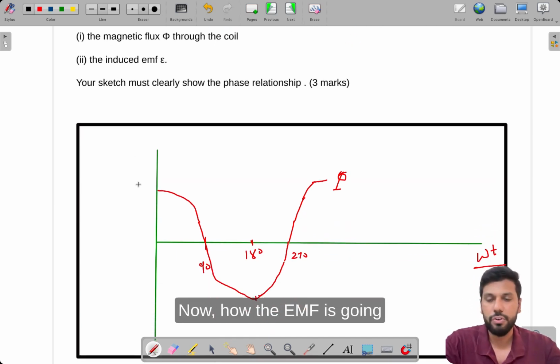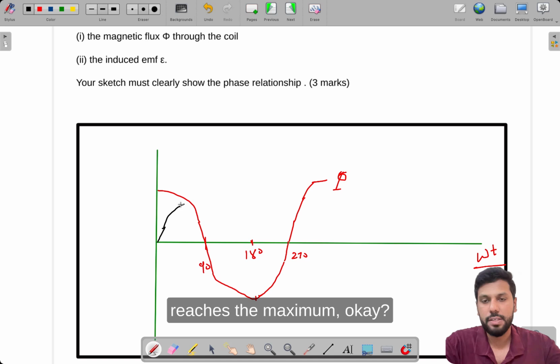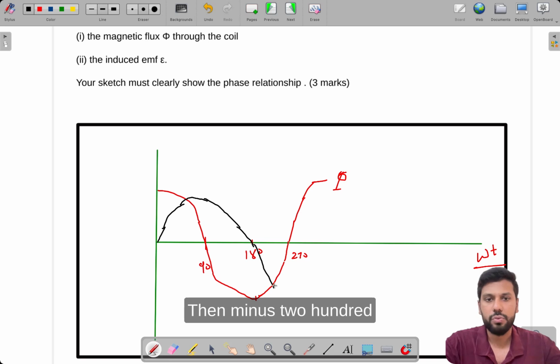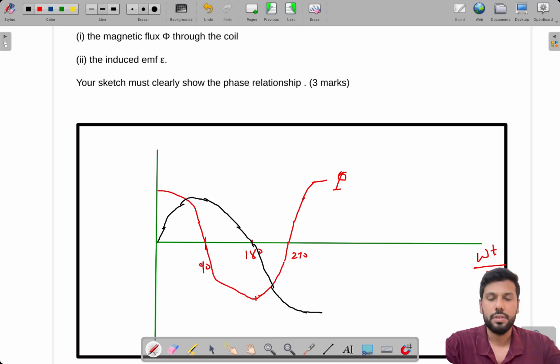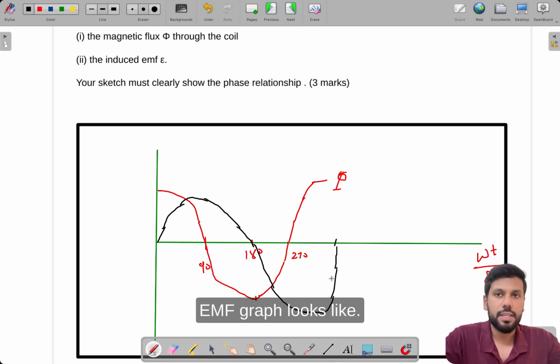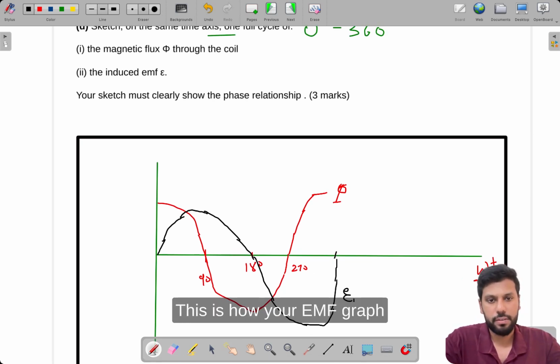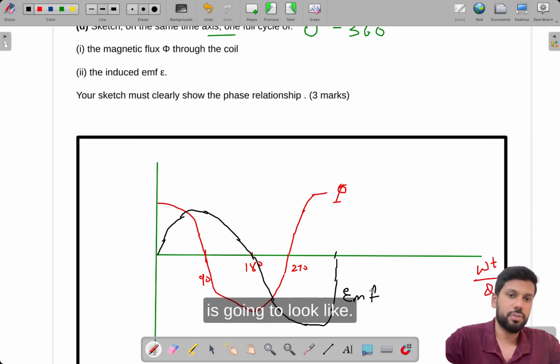Now how is the EMF going to be? EMF is going to start from 0, at 90 it reaches the maximum, then at 180 it goes to the minimum, right? Then at 270 it reaches the negative maximum, and of course reaches 0 at 360, right? So this is how your EMF graph looks.